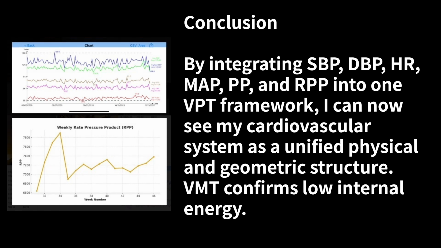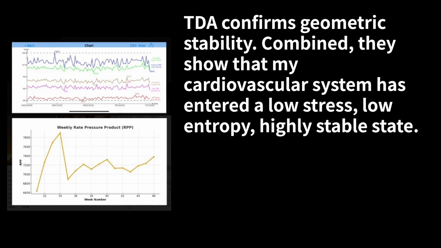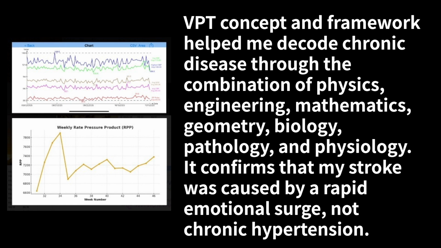Conclusion: by integrating SBP, DBP, HR, MAP, PP, and RPP into one VPT framework, I can now see my cardiovascular system as a unified physical and geometric structure. VMT confirms low internal energy. TDA confirms geometric stability. Combined, they show that my cardiovascular system has entered a low stress, low entropy, highly stable state. VPT concept and framework helped me decode chronic disease.